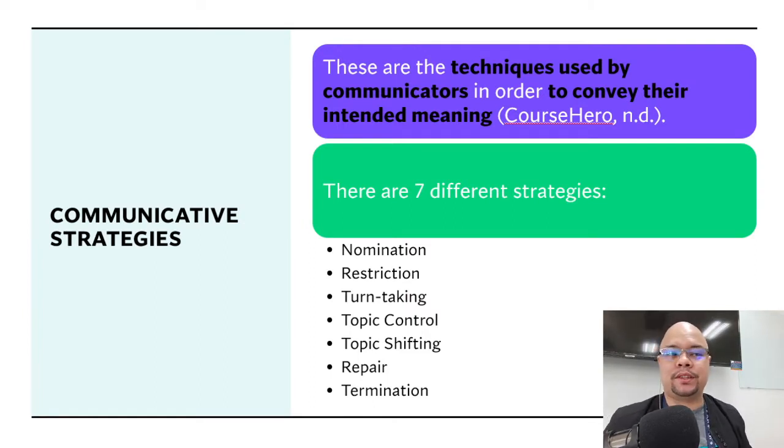What are communicative strategies? Well, according to Course Hero, communicative strategies are techniques used by communicators in order to convey their intended meaning. So these are the techniques, okay? These are methods which communicators such as you and I use in order to express whatever it is that we want to express. And to do that, there are 7 strategies. We have nomination, restriction, turn taking, topic control, topic shifting, repair, and finally, termination.